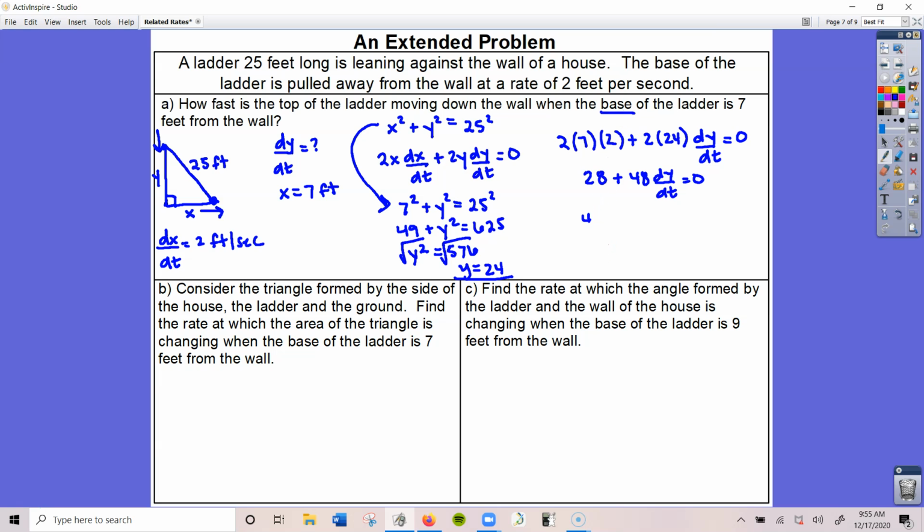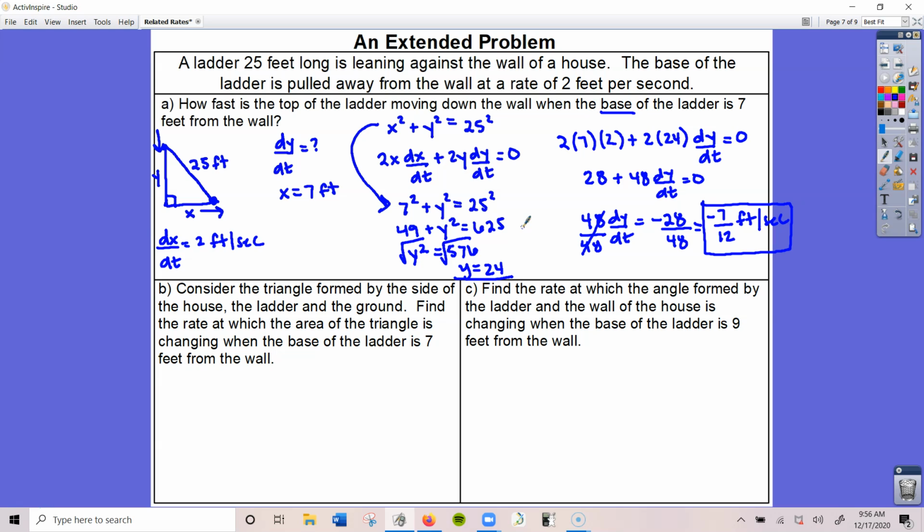Subtract the 28, we get that 48 dy/dt is equal to negative 28, and then divide by 48. So we get that dy/dt is equal to negative 7 over 12, because I can simplify this by 4, feet per second. And remember that we said dy/dt should be negative because it is moving down the wall. So that height would be decreasing. So it makes sense that we end up with a negative answer.